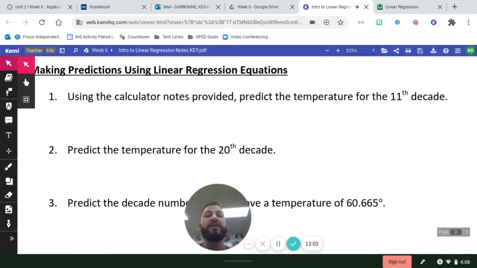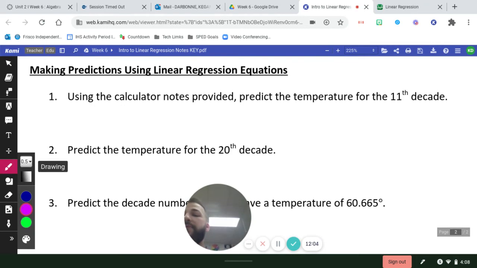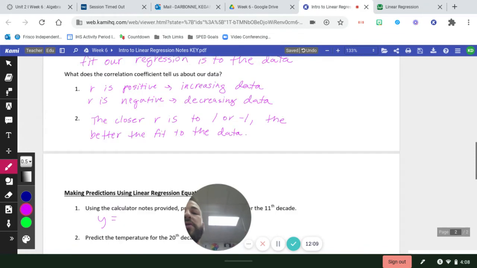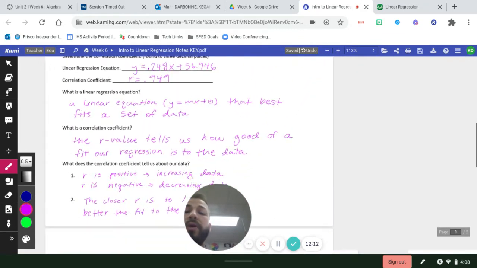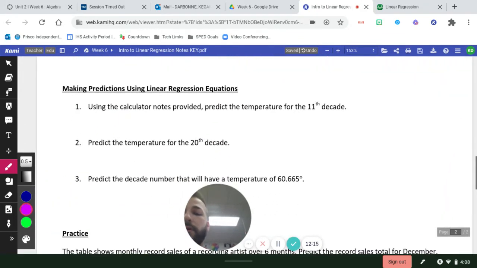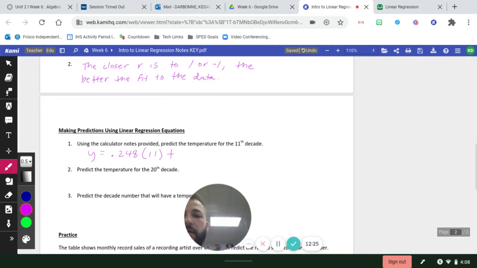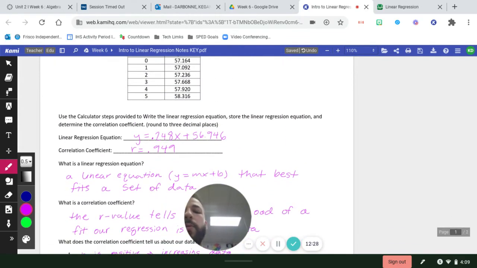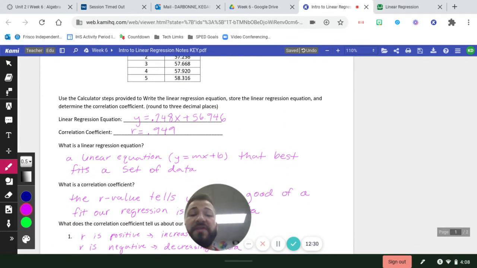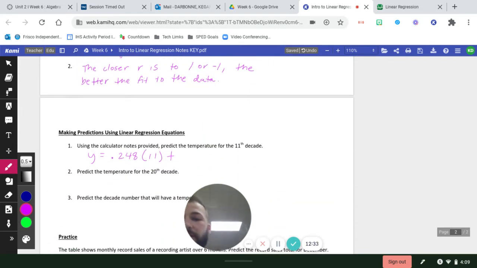So using the calculator, predict the temperature for the 11th decade. I would say Y is equal to, and just so I don't get my numbers wrong, 0.248 times 11 plus 56.946. Okay, and we can type that into the calculator.